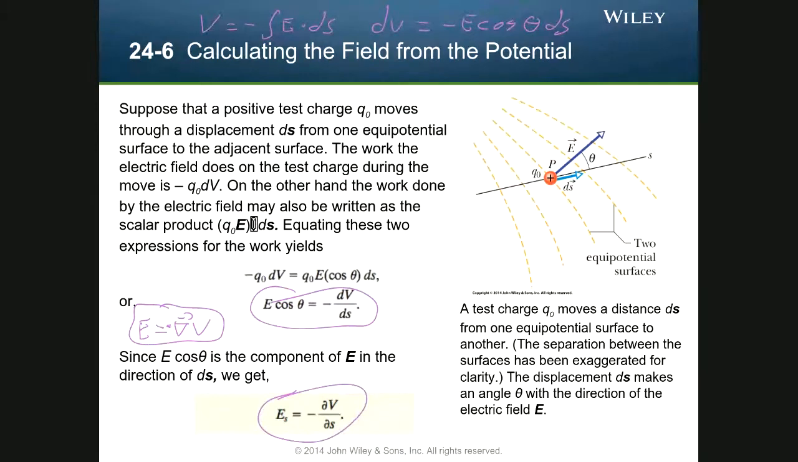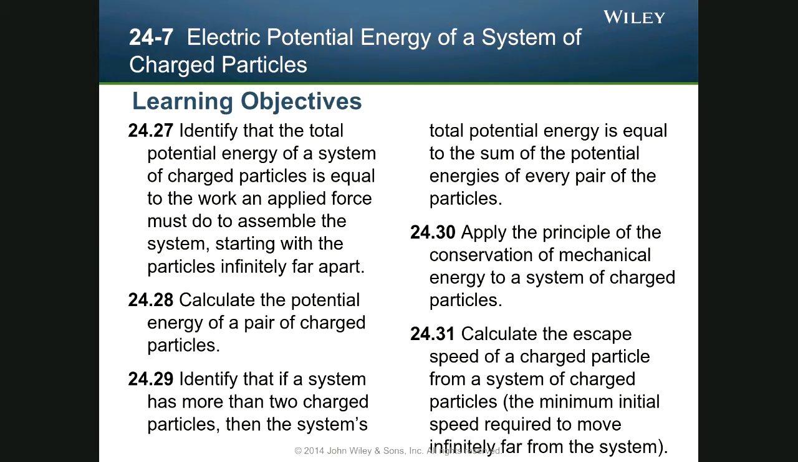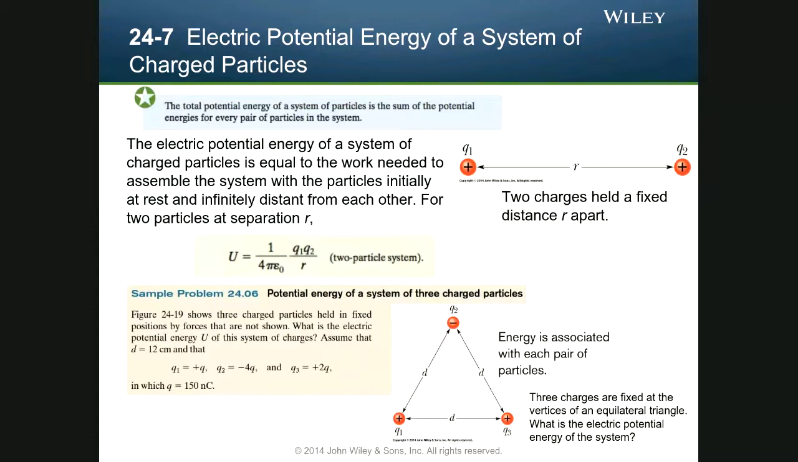So, from there, we're going to look at the potential energy of a system. All right? And we can only do this by looking at it one step at a time. So, if you have a two particle system, then the potential energy between the two particles will be kQ1Q2 over r. But this is the important point here. I'm sort of surprised they don't do it. The total potential energy for a system of particles is the sum of the potential energies for every two particle system, or every pair of particles in the system.